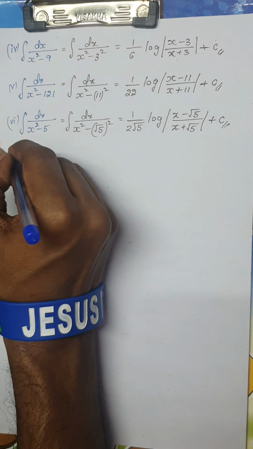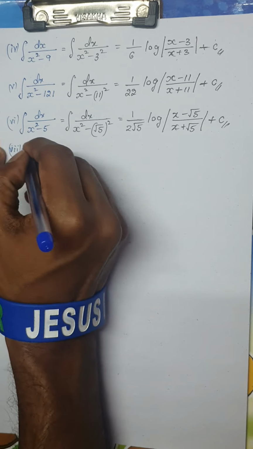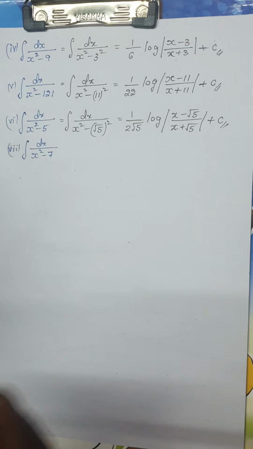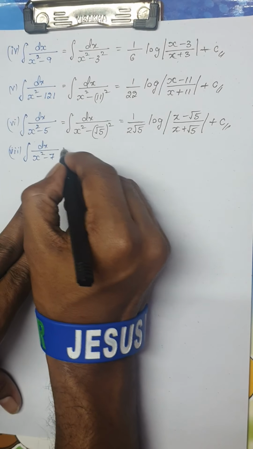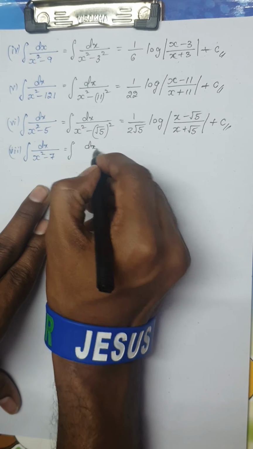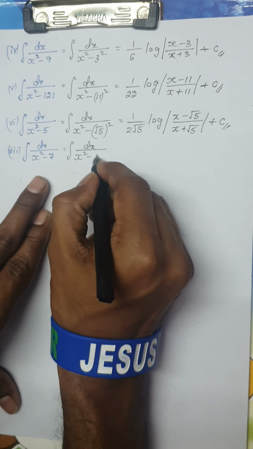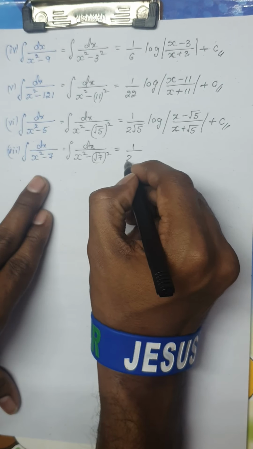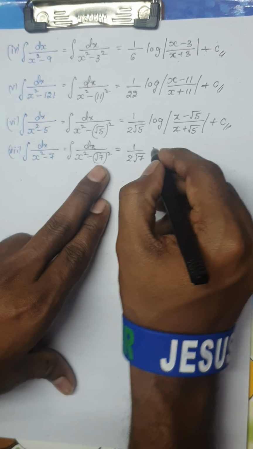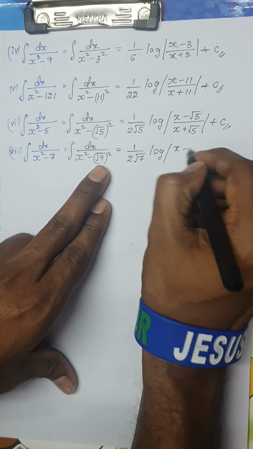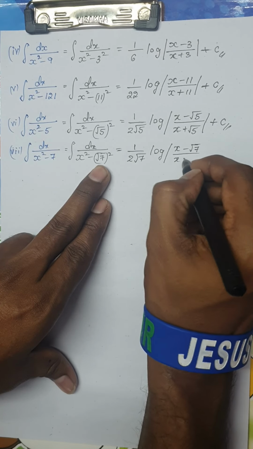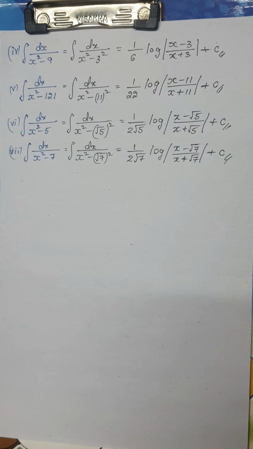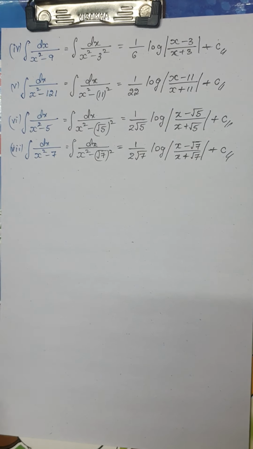Okay, I'll take one more question. Let me say the seventh one can be written as dx divided by x square minus 7. Okay, we know 7 is not a perfect square. Following the same process, I can write dx divided by x square minus root 7 square. So this is nothing but, using the formula, 1 divided by 2a, where a is root 7, log of mod x minus root 7 divided by x plus root 7 plus c, which is the constant of integration. Okay, so these are the questions which might be asked on this part.